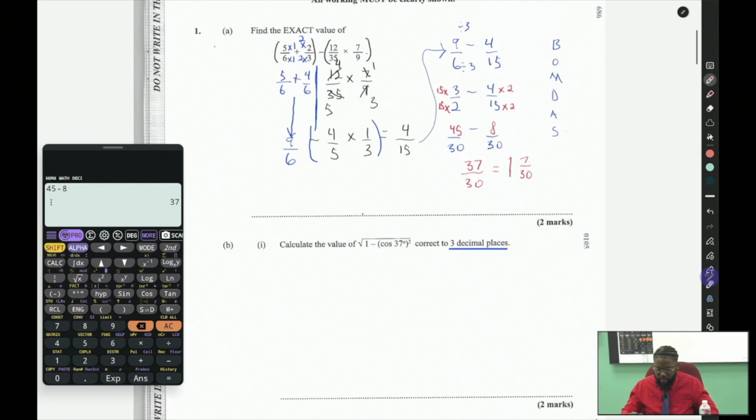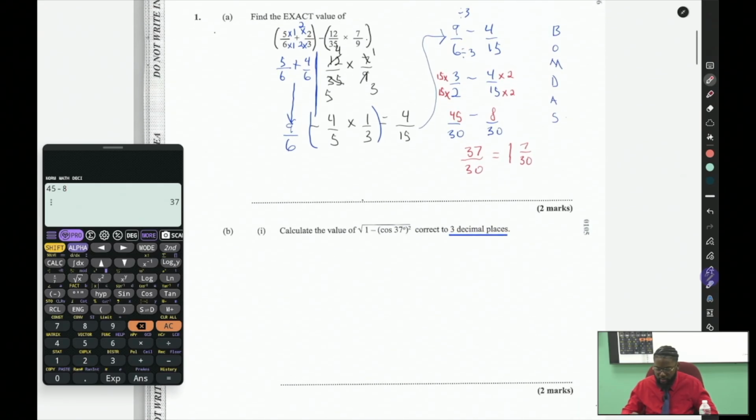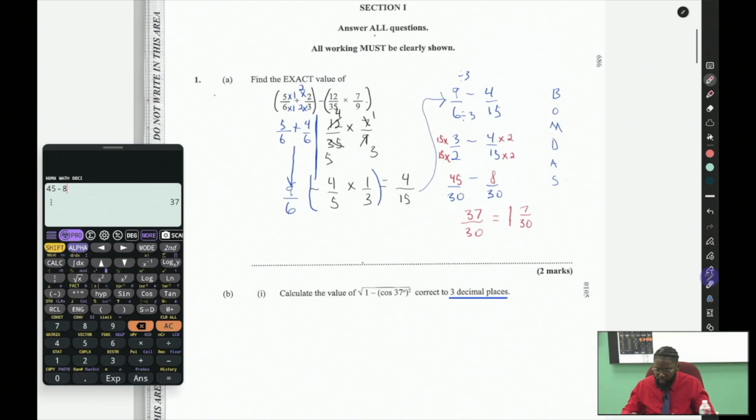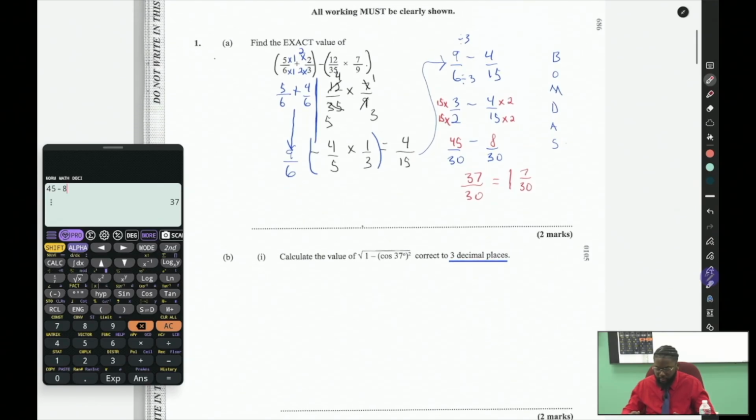So now we continue. Calculate the value of the square root of 1 minus cos 37 degrees squared. All right. So this right here, we would need to use our calculator so that we are accurate with our response, and then we would simplify or correct to 3 decimal places. So let's go now.